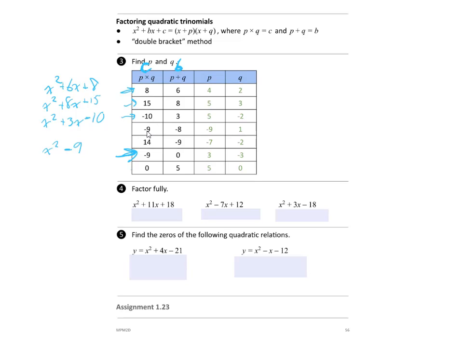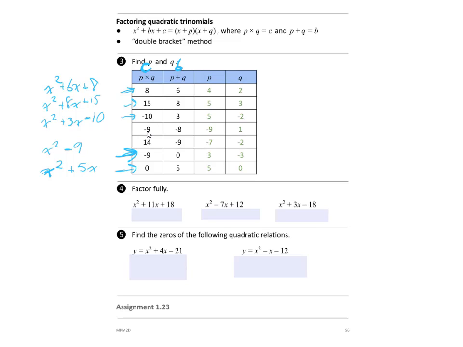Same exact idea for this one. I have x squared, and then that's the b value, plus 5x. And that's what those would look like as quadratic relations if we wrote them out in standard form.